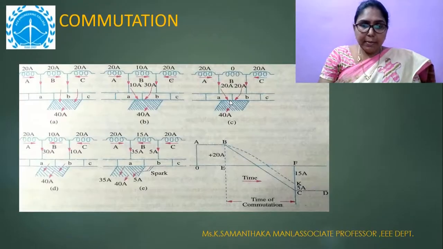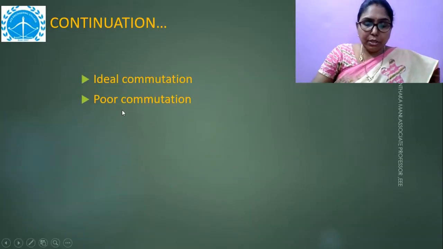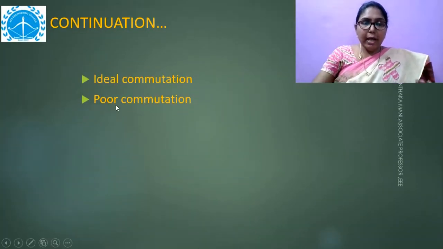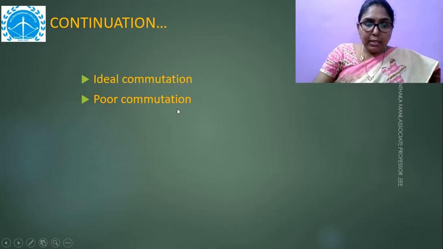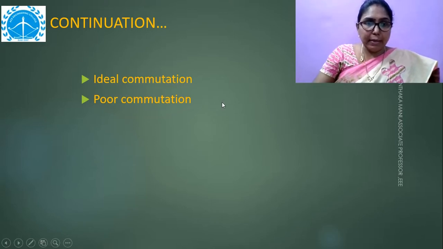So here, as I mentioned, what is meant by ideal commutation and what is meant by poor commutation. If sparking occurs at the commutator segments, it is called poor commutation. It is not at all advisable, so proper steps have to be taken to avoid it. There are methods to improve commutation that we'll discuss in the coming classes. And if the commutation is ideal, the performance of the DC generator will be good.